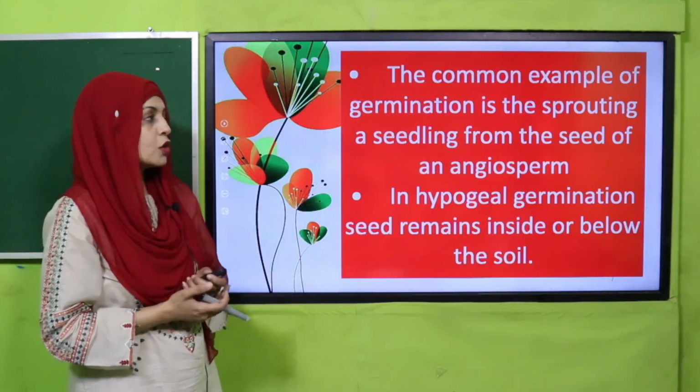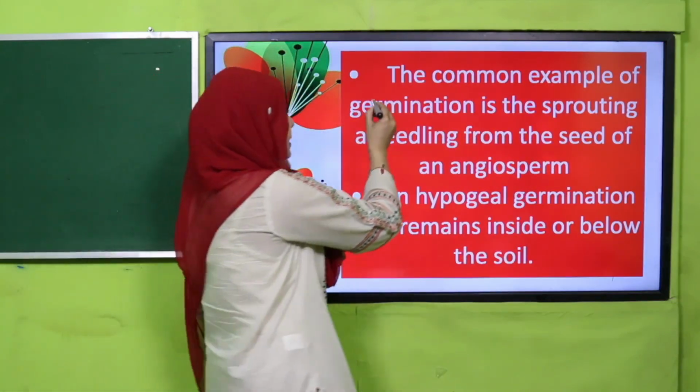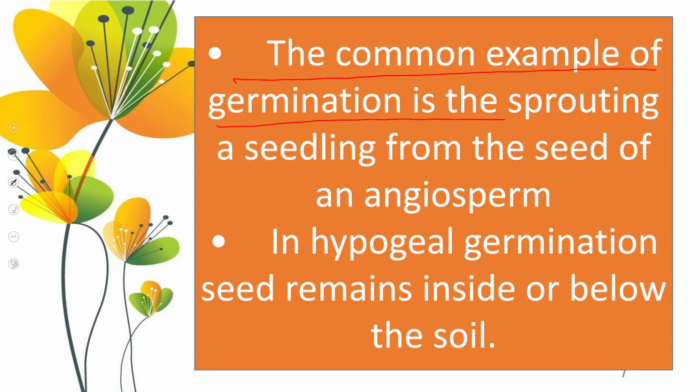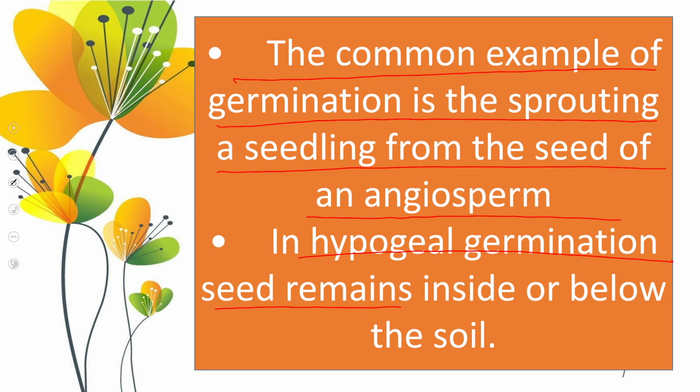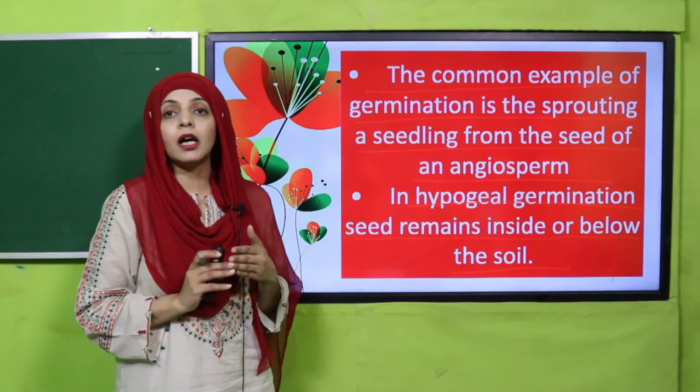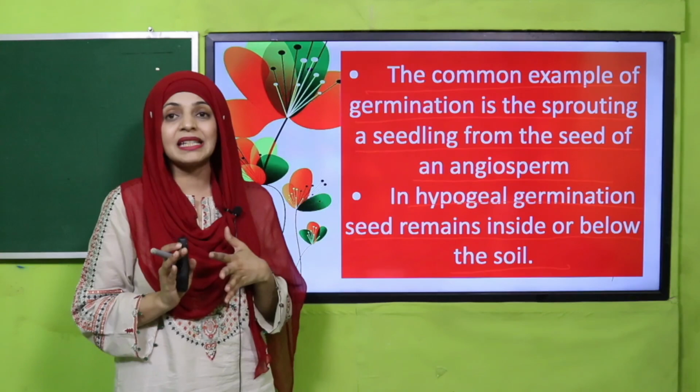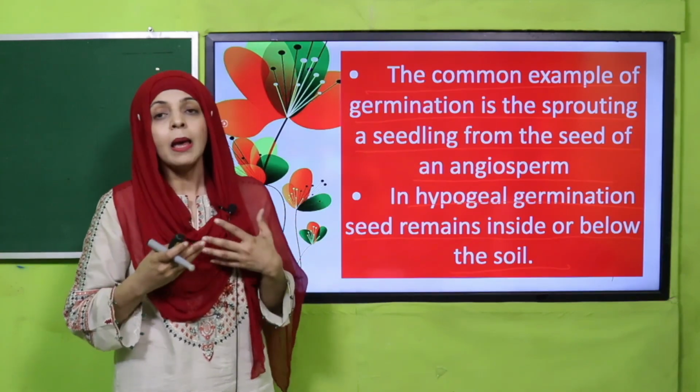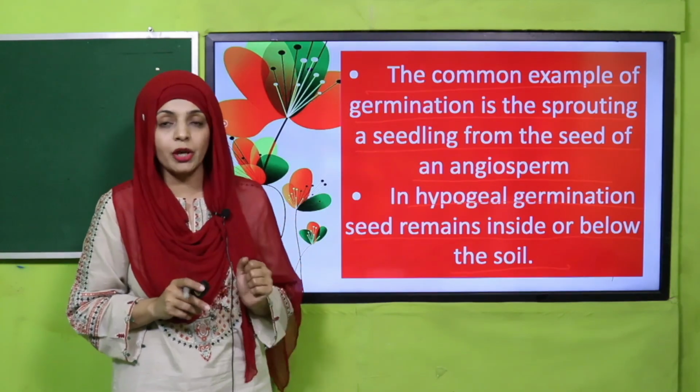So today the students have learned that the common example of germination is the sprouting of a seedling from the seed of an angiosperm. In the hypogeal germination, the seed remains inside or below the soil. So my dear students, आज हमने different modes of hypogeal germination पढ़े. इसके अलावा हमने जो chickpea और maize seed है उनकी germination के बारे में भी पढ़ा कि दोनों जो है उनके अंदर hypogeal germination होती है.